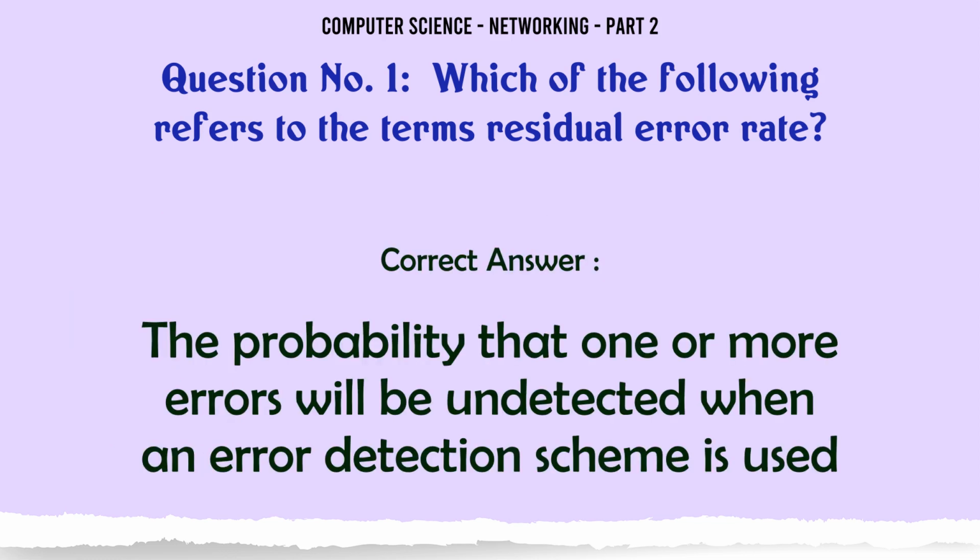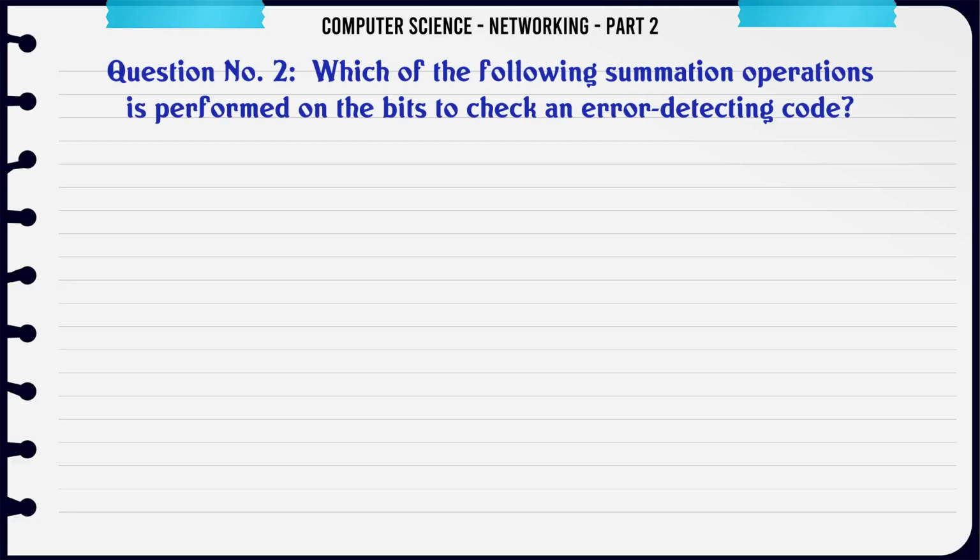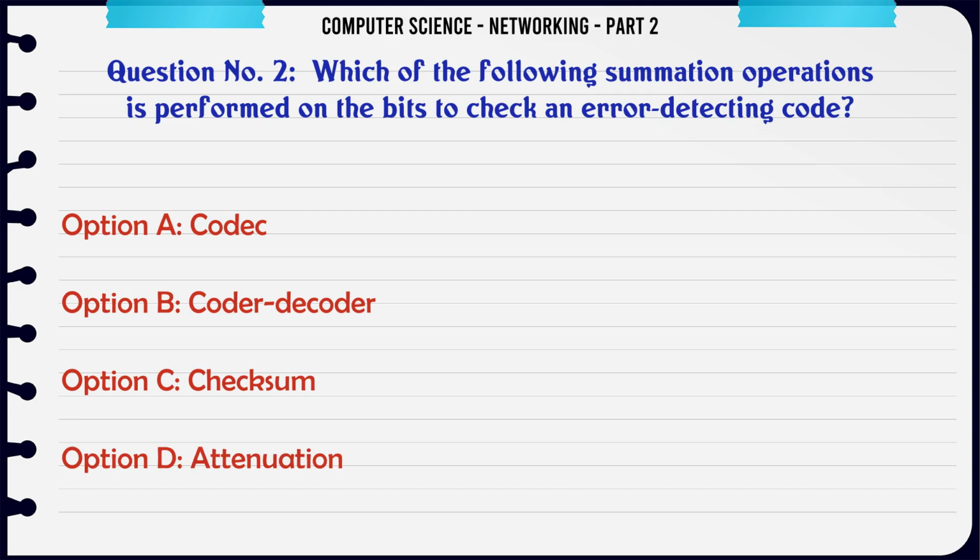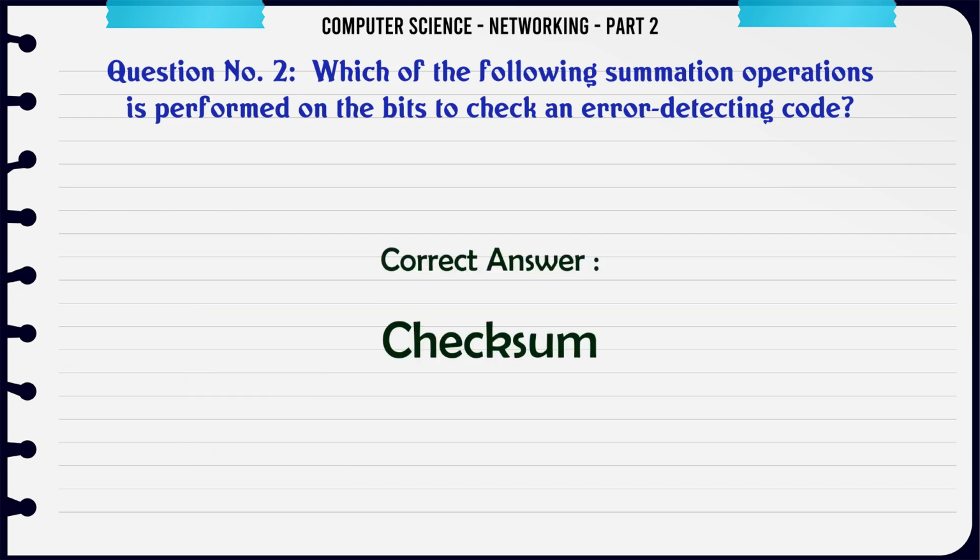The correct answer is the probability that one or more errors will be undetected when an error detection scheme is used. Which of the following summation operations is performed on the bits to check an error detecting code? A. Codec. B. Coder-decoder. C. Checksum. D. Attenuation. The correct answer is checksum.